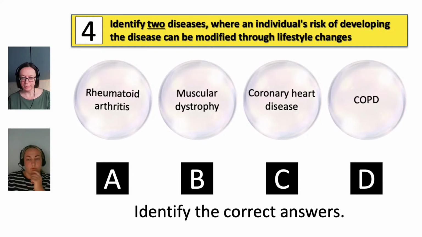Okay, can you tell me 2 diseases from the screen where an individual's risk of developing the disease can be modified, so changed, reduced maybe through lifestyle changes? So A, rheumatoid arthritis, B, muscular dystrophy, C, coronary heart disease, and then D, COPD, which is chronic obstructive pulmonary disease. So you need to think about what you know about those diseases, what causes them, and then tell me which 2 your risk of getting can definitely be changed.